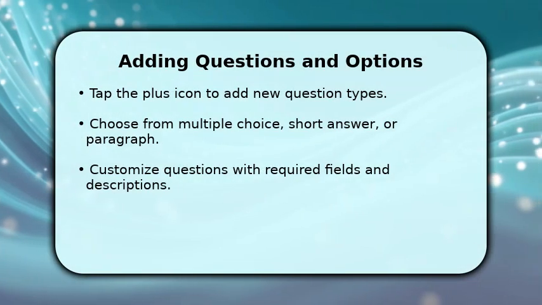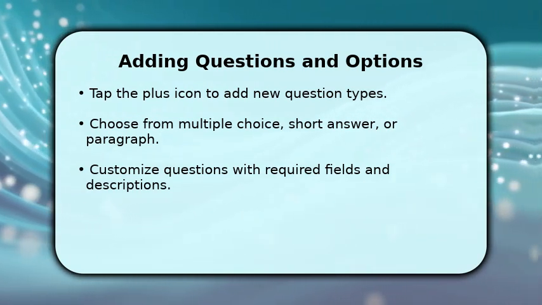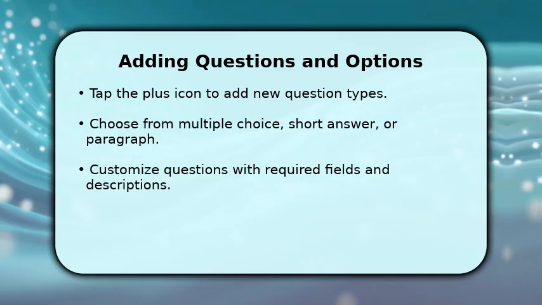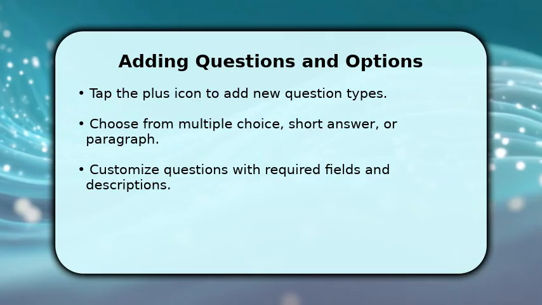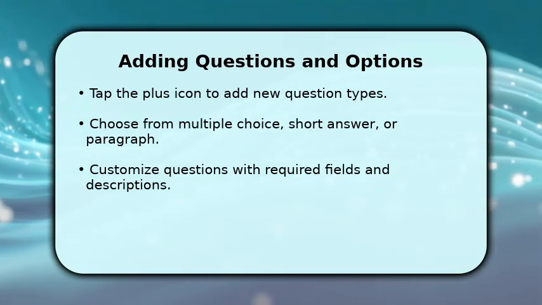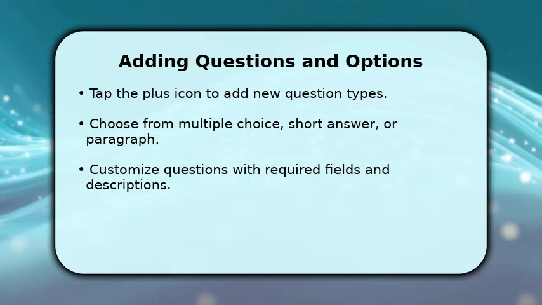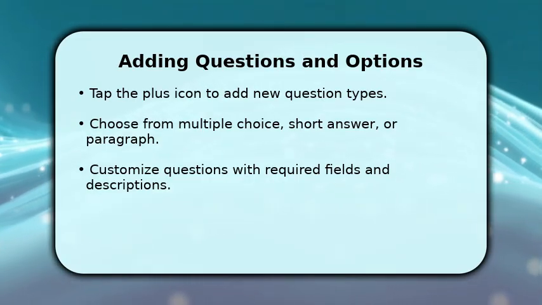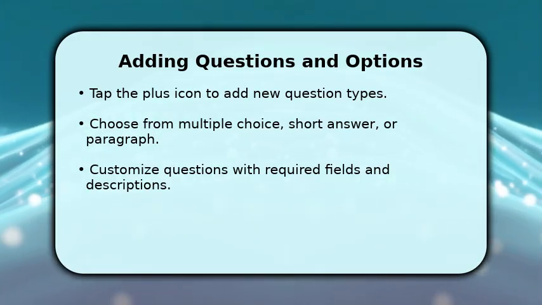Now let's add some questions to your form. Tap the plus icon at the bottom right of your screen to add a new question. You can select various question types, such as multiple choice, short answer, or paragraph. For each question, you can make it a required field and add a helpful description. This ensures you gather all the necessary information from your respondents.